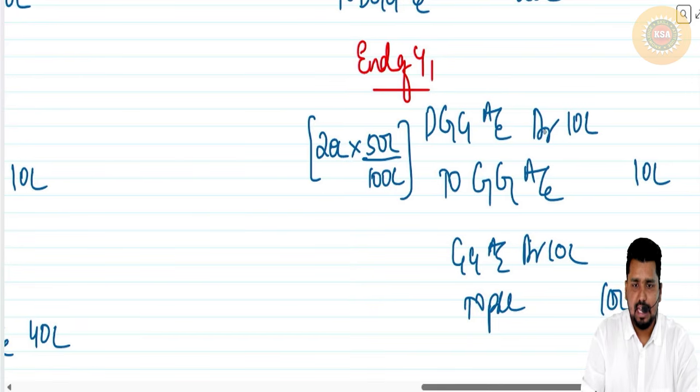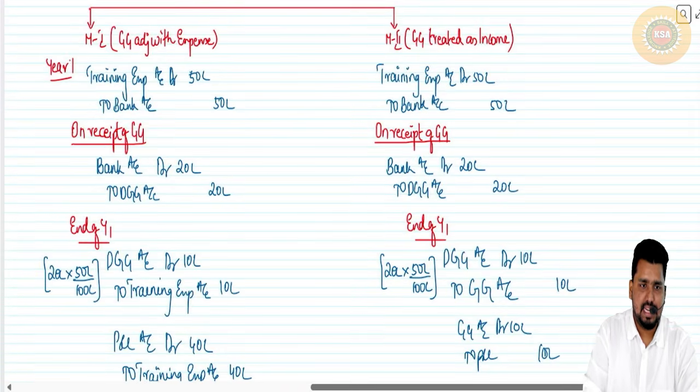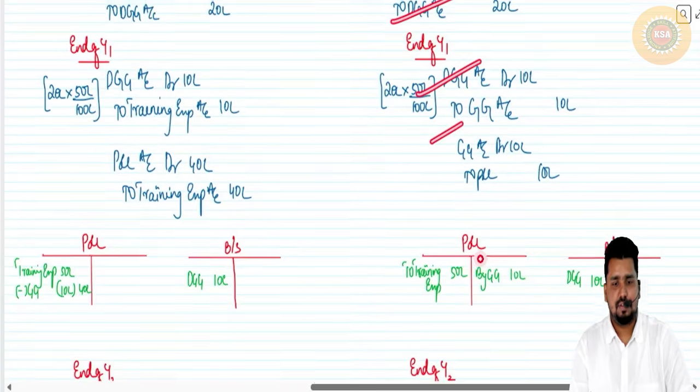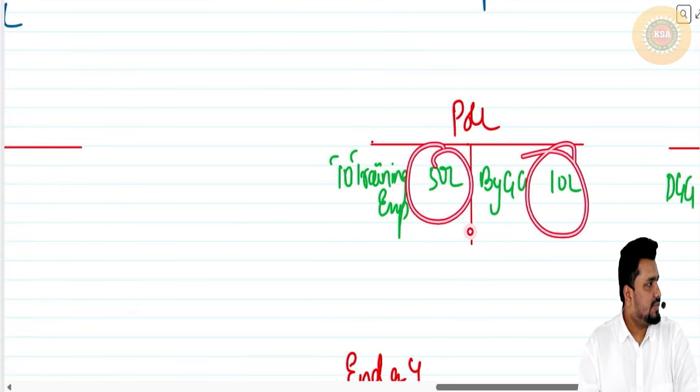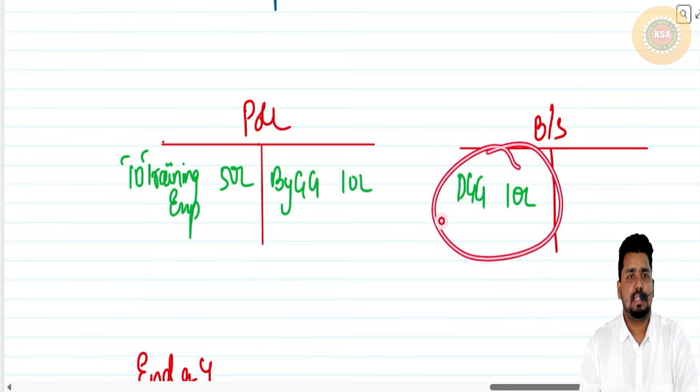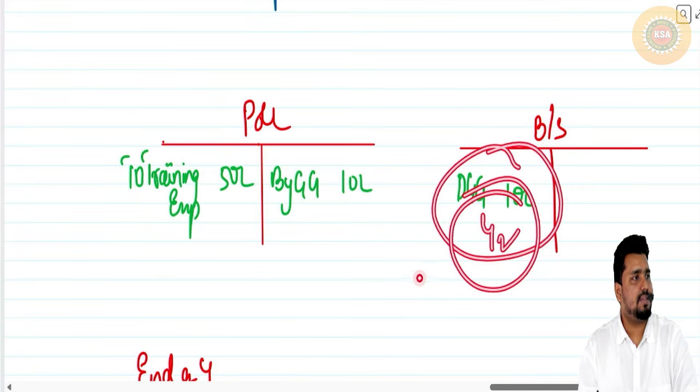This is general. If it is shown as separate income, we know this is the entry. Therefore, what happens? P&L we will show 50. GG how much? Transfer to P&L is 10 lakhs. DGG balances, which will be taken to second year.